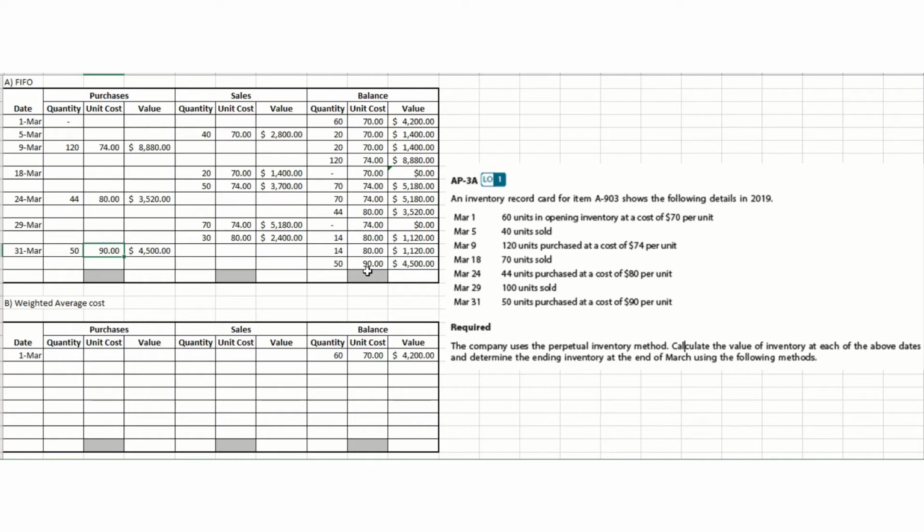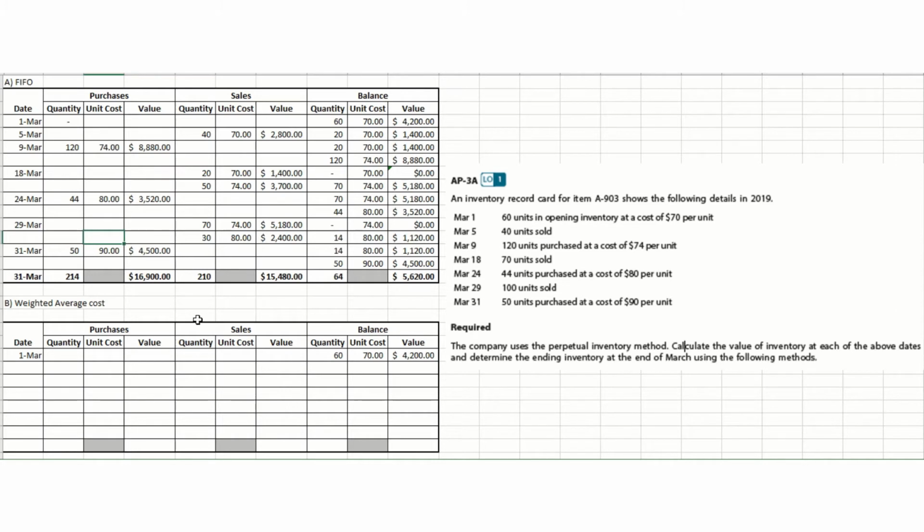The last transaction being on March 31st was to buy 50 units at $90 each. Again, another different costed item, so we will have 14 items remaining at $80, 50 items at $90, for a total inventory cost of $5,620. For the month of March, we purchased 214 units. Total purchases into inventory were $16,900. Our cost of goods sold under FIFO is $15,480. We have 64 units remaining. Total value of our inventory is $5,620.